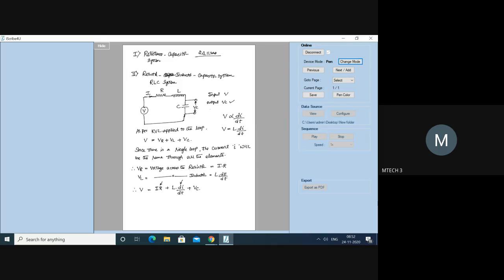Now we know the equation for the capacitor: I is equal to C into dVC by dt. Correct? Yes, sir. Now we can substitute the value of I here. Then we require di by dt, so take the first derivative. What is di by dt? Tell me.